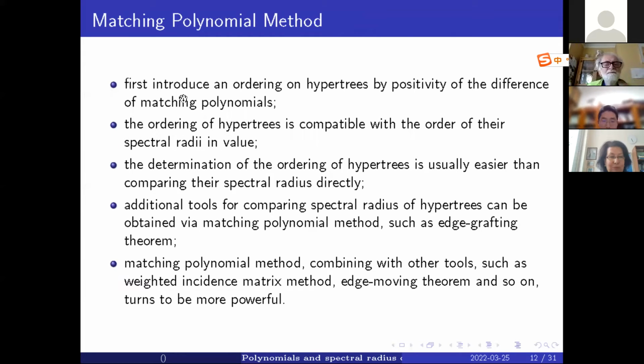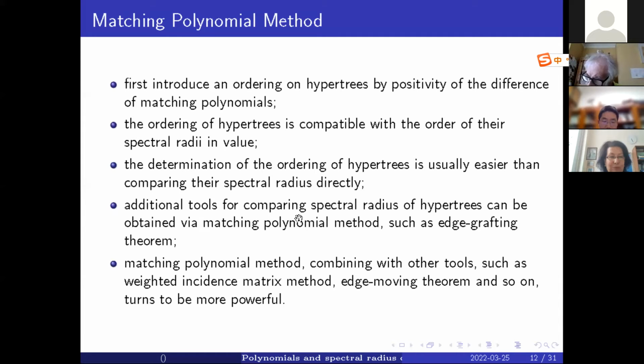We introduce the matching polynomial method. We first introduce an ordering on hypertrees, and then we find the ordering of hypertrees is compatible with the order of their spectral radius value. The determination of the ordering of hypertrees is usually easier than comparing their spectral radius directly, because we can use the two recursive formulas we just mentioned.